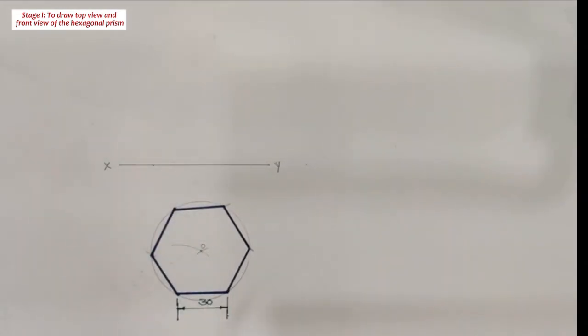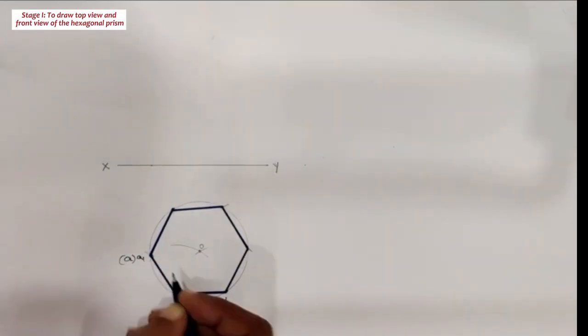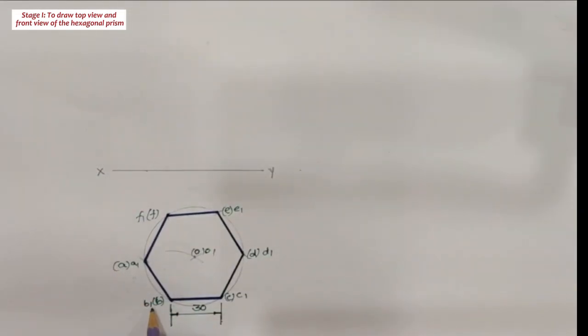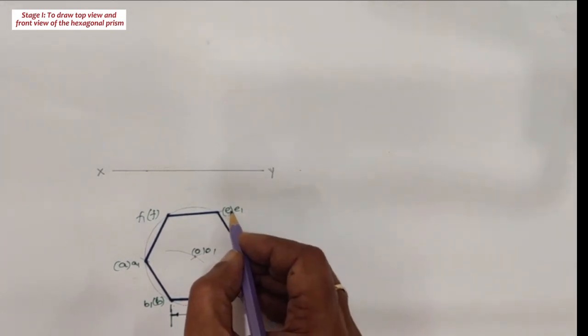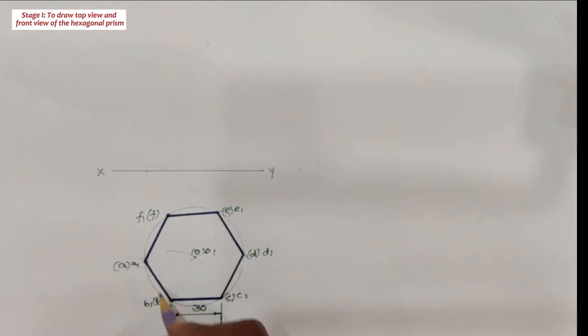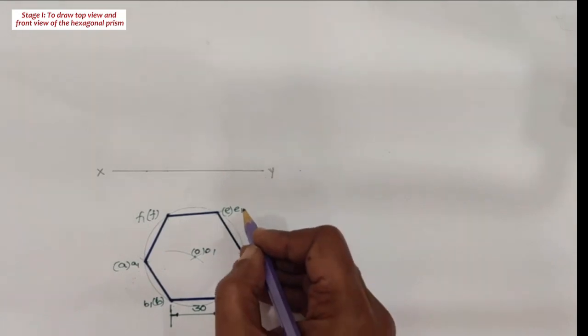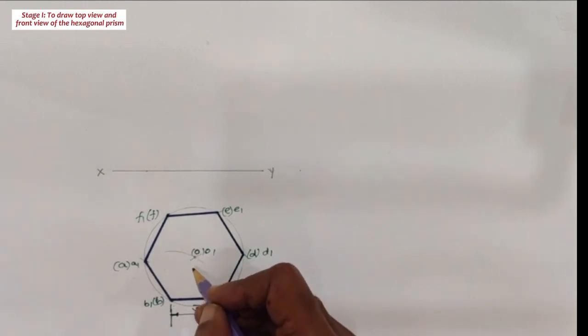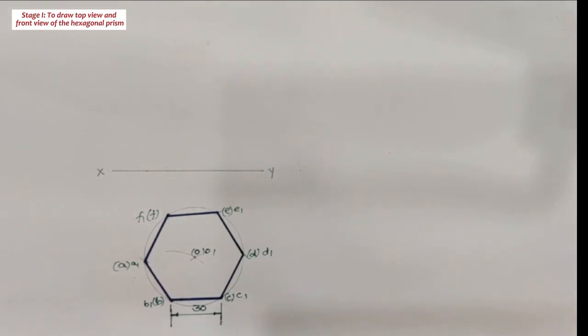Then name the bottom base as well as top base corners of the hexagonal prism. A, B, C, D, E and F are the bottom base corner points of the prism and A1, B1, C1, D1, E1 and F1 are the top base corner points of the prism. O and O1 are the images of the axis point in top view. This is the top view of a hexagonal prism when it is resting on its base on HP and one of its base sides is parallel to the VP.